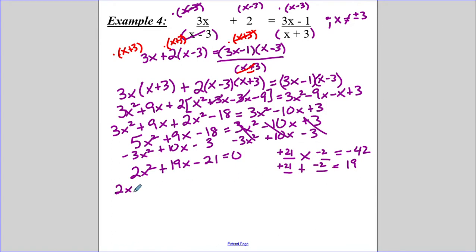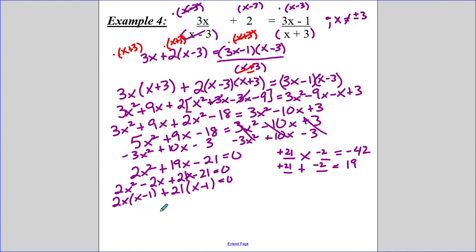So then I have 2x squared. I'm going to write the 2 first here just because I can see that it factors easy. And plus 21x minus 21 equals 0. And then I can see I have some pretty common factors that are here. 2x, x minus 1, plus 21, x minus 1 equals 0.